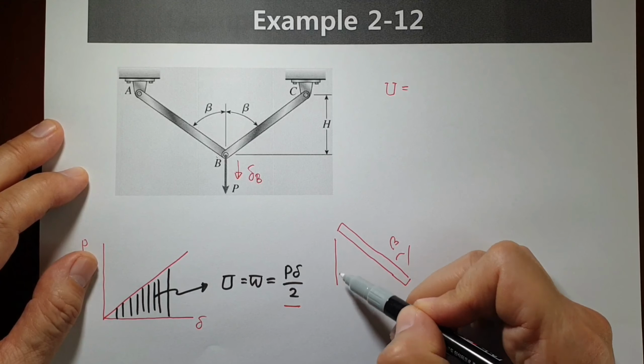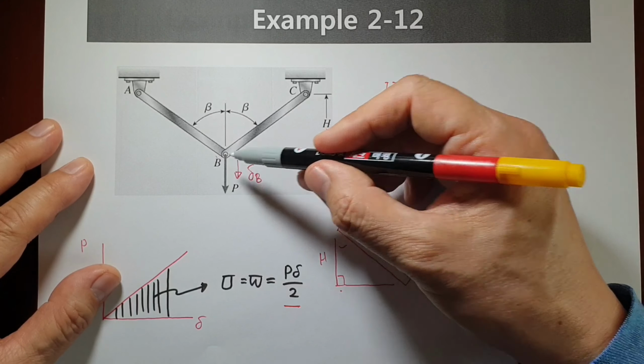Then this length is what? Let's say L cosine beta equals H. L cosine beta, let's say this is the angle. L cosine beta is H.